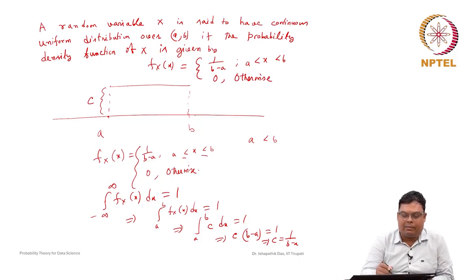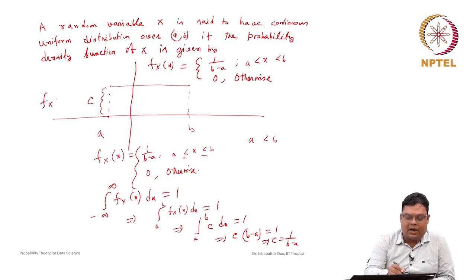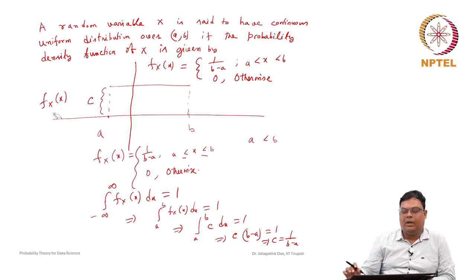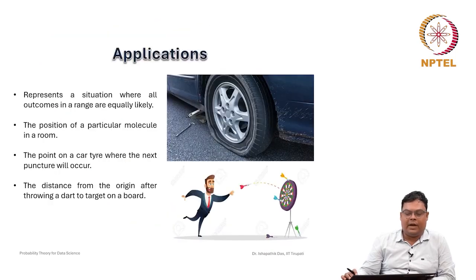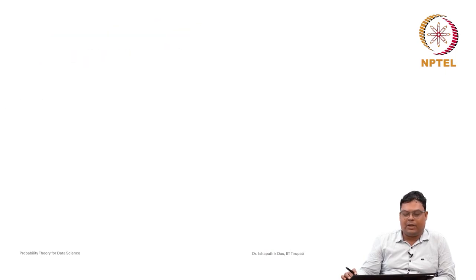Suppose this is the y axis, and a and b are any real numbers. This should be the graph of the probability density function. Now, suppose we want to find the cumulative distribution function of this random variable. How can we find the cumulative distribution function?